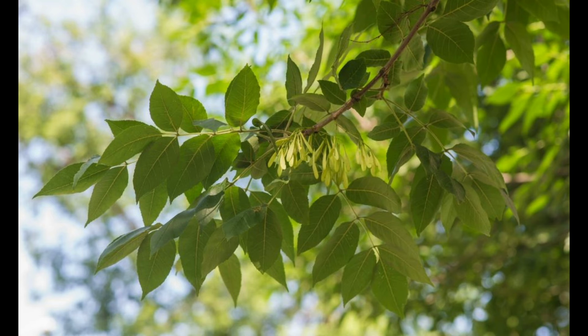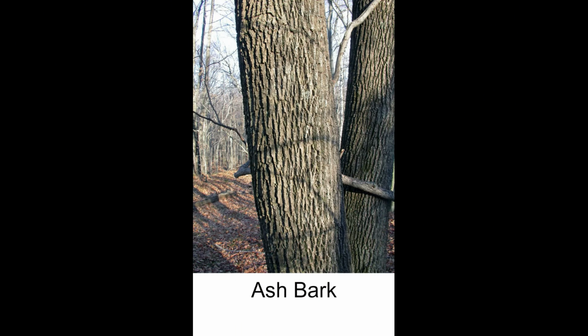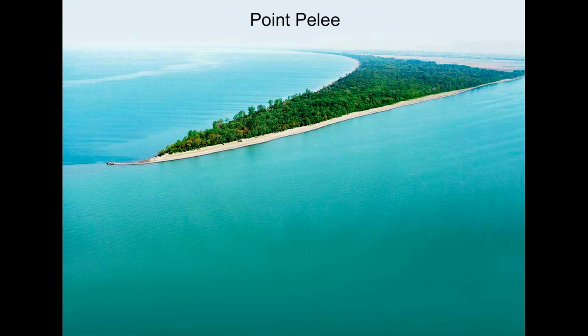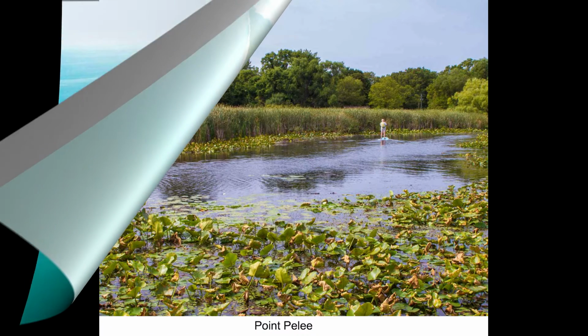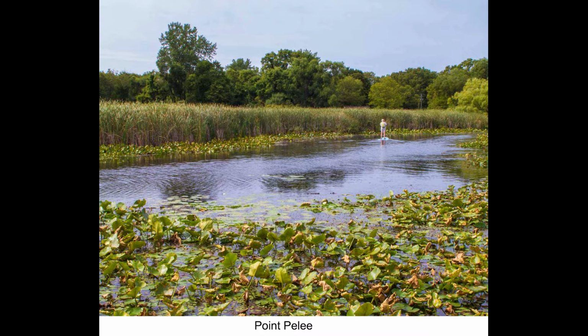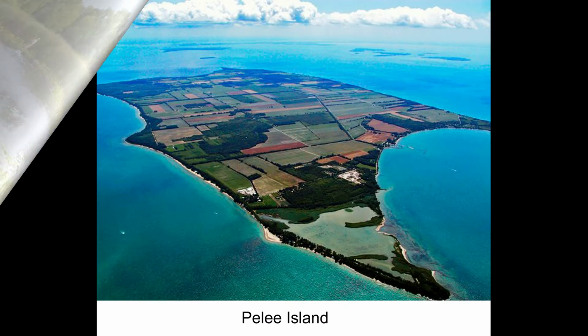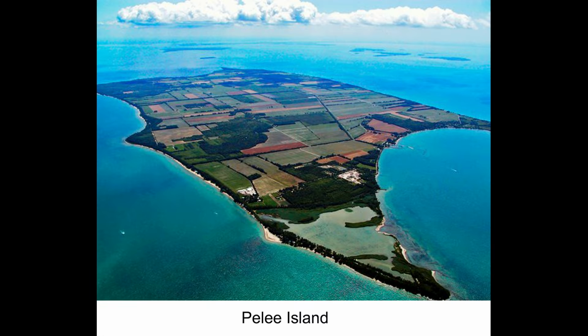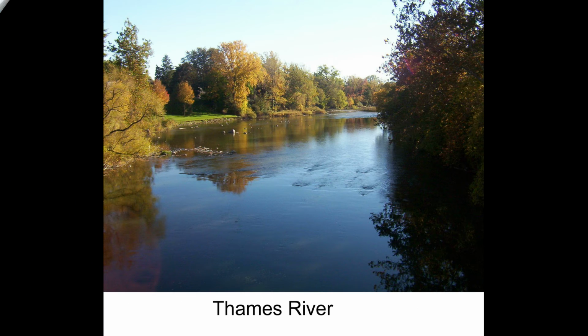In eastern Canada, we have 4 main species of ash, which are white ash, black ash, red ash, and blue ash. The blue ash is extremely rare and may only be found in Point Pelee, Pelee Island and the Thames River Valley near London, Ontario. It is also found scattered and never in pure stands.